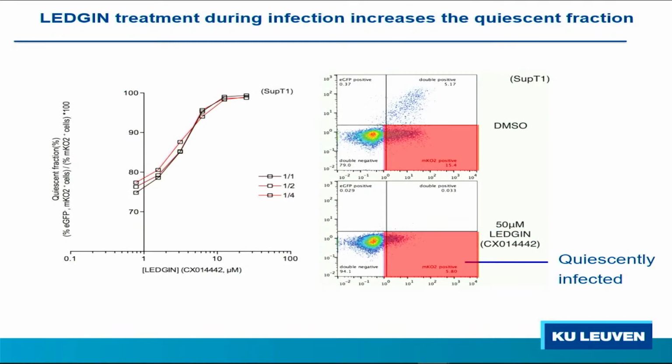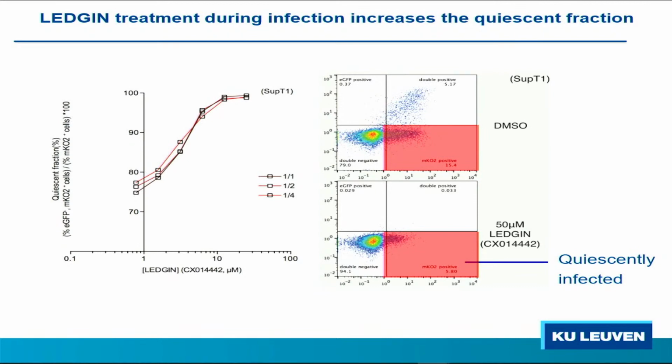So on the top, on the right, you show the DMSO control, and it's hard to see the numbers, but I think it's about 20% of the cells that got infected. So it's the red ones, and then the productively 5%. 20% are infected, and actually 15 out of 20, so 3/4 are quiescently infected. And that is also shown on the left. You see about 70% of the cells are quiescent.